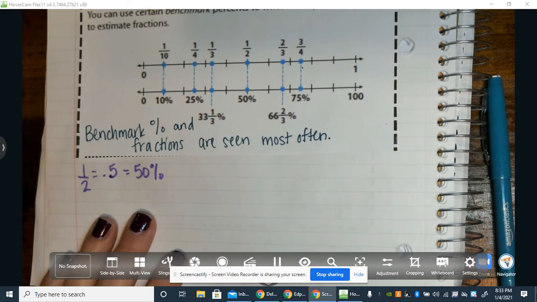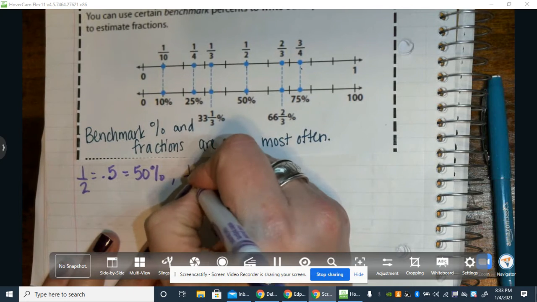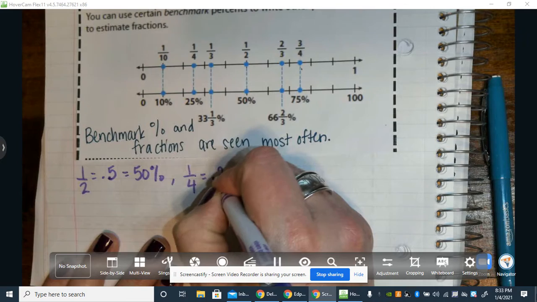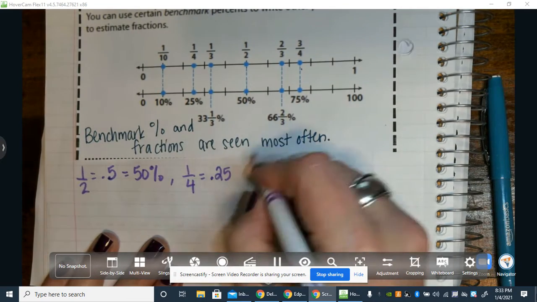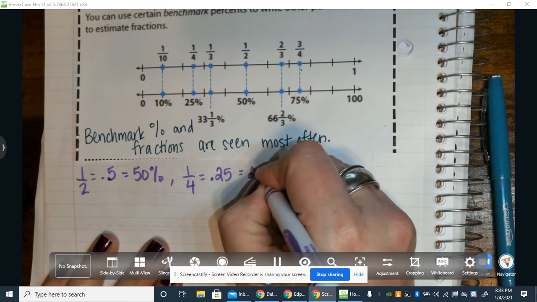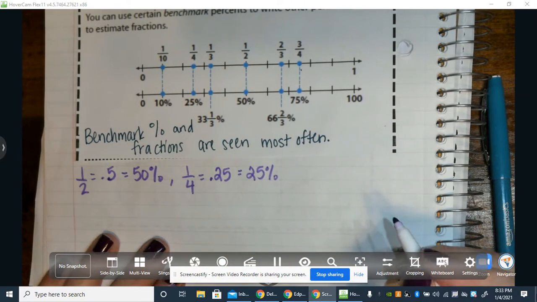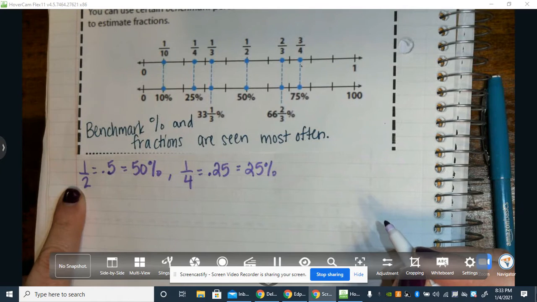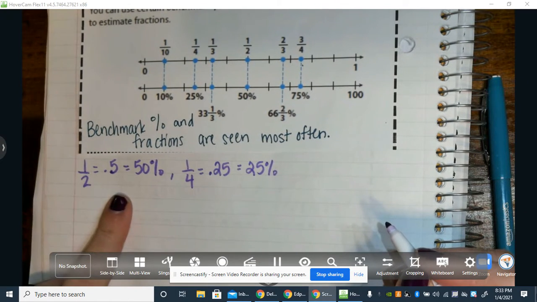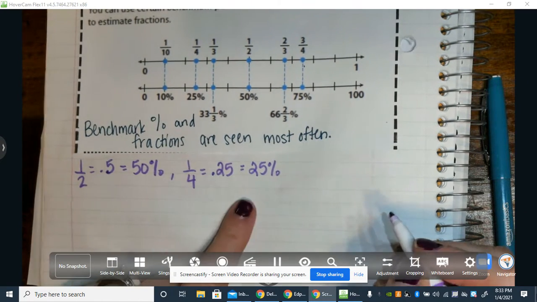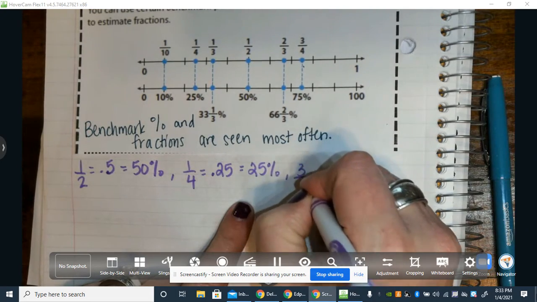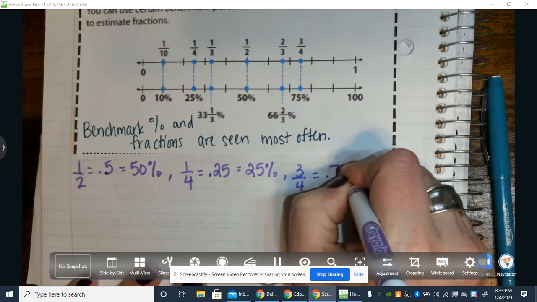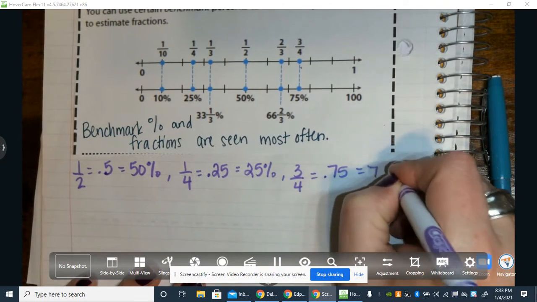Along with 1/2, you have 1/4. 1/4 is like a quarter, just 25 hundredths, which is 25%. Then 2/4, which is equal to 1/2, so 50%. The same thing there. Then you have 3/4. 3/4 is equal to 75 hundredths, which is 75%.